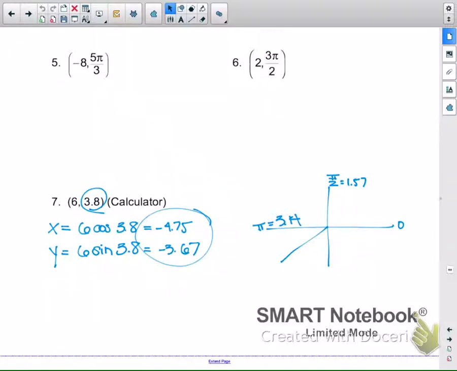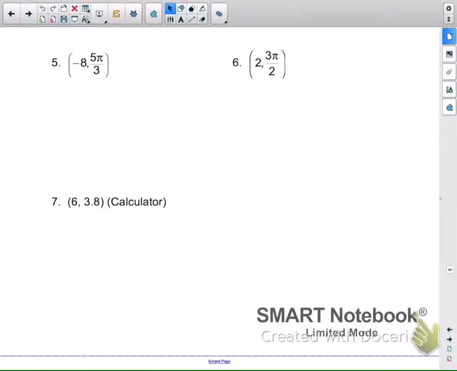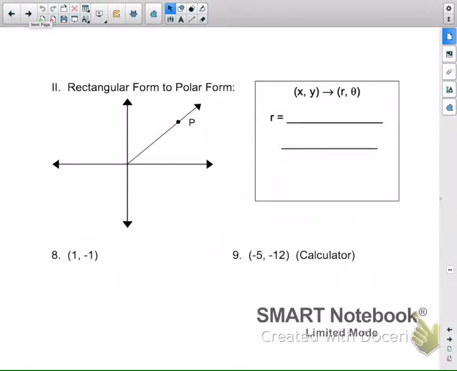Okay? You can also go the opposite direction. If you're given an xy coordinate, you can find an r and a theta. These formulas will be slightly familiar to you. Okay? The first one, to find your r, you're doing the square root of x squared plus y squared.